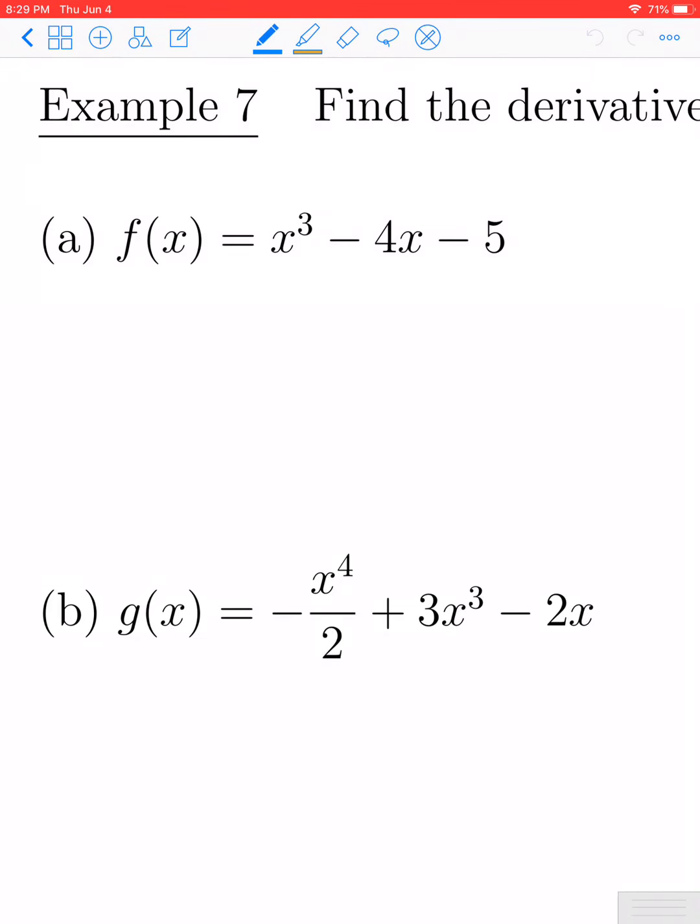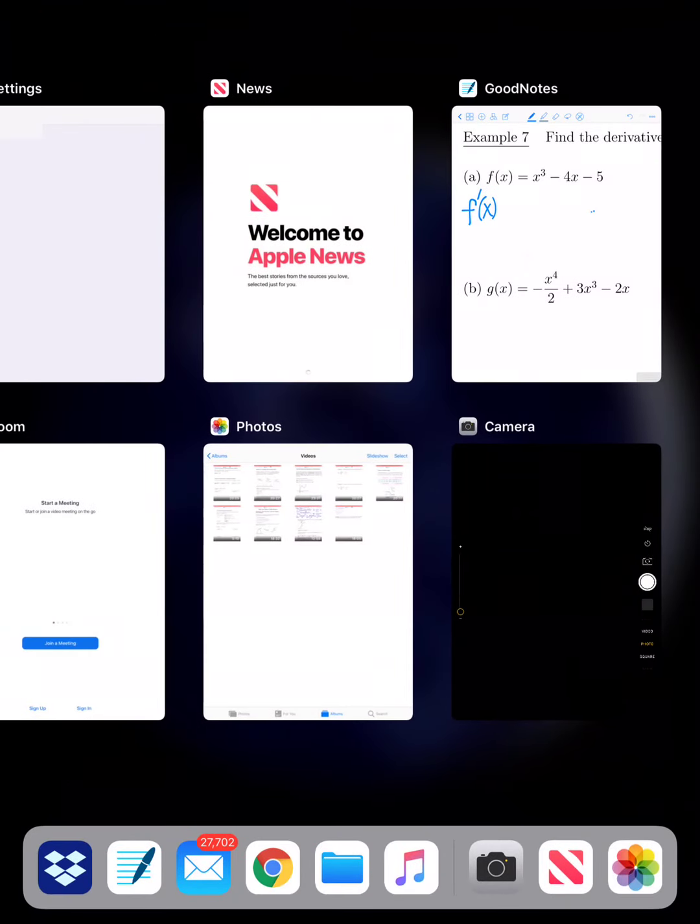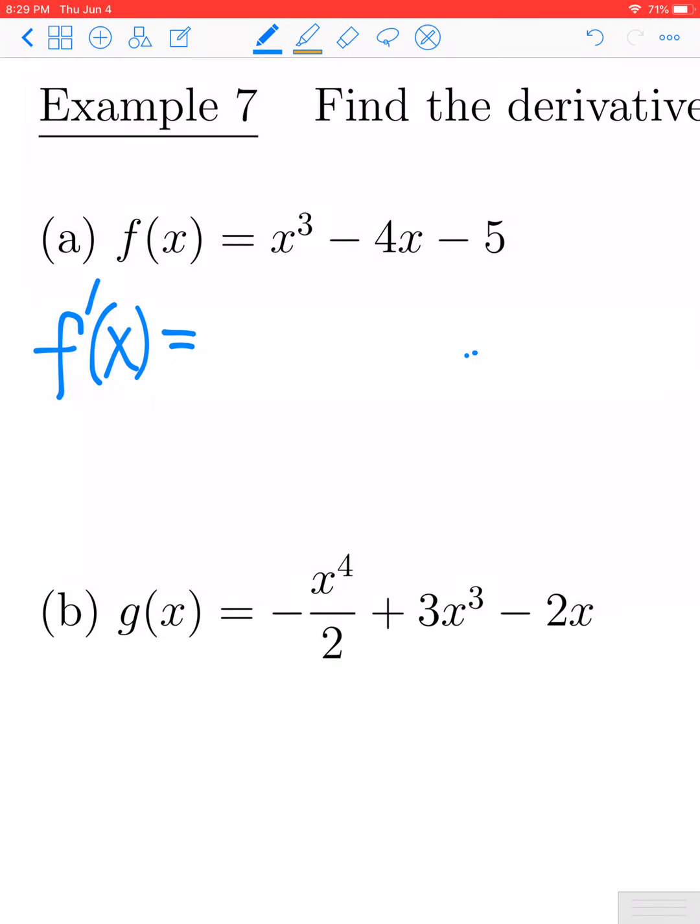Let's take a look at example 7. Let's find the derivative of f of x equals x cubed minus 4x minus 5. Here we have a sum and just a difference of a bunch of terms. That previous theorem says that we can go ahead and just differentiate each term individually. The derivative of x cubed is 3x squared. The derivative of negative 4x is negative 4. And the derivative of any constant is, of course, 0.